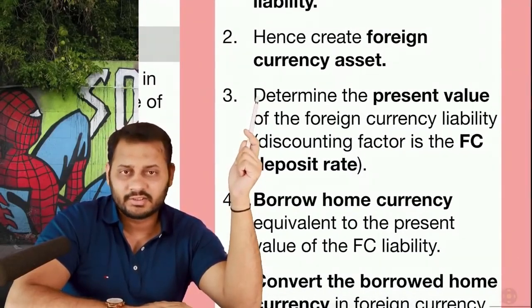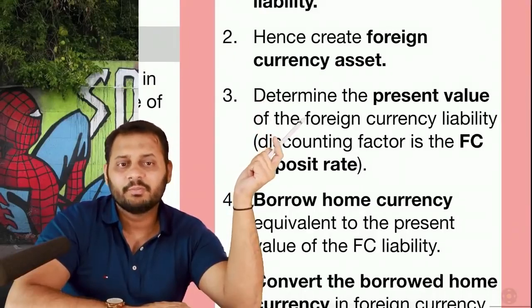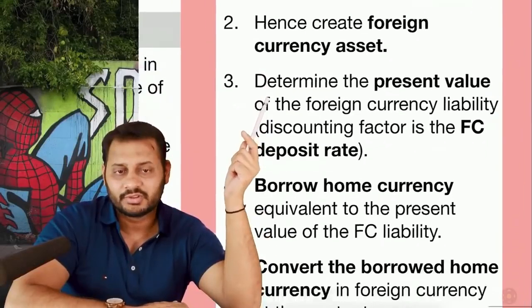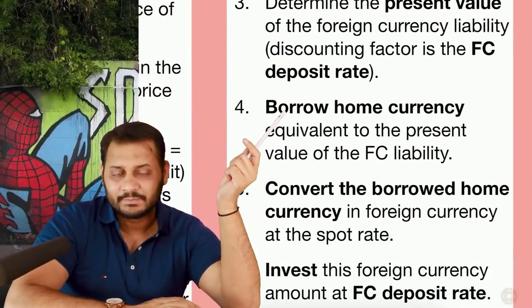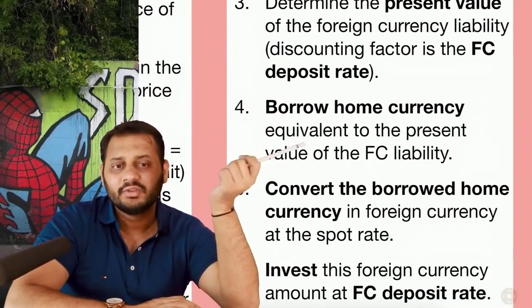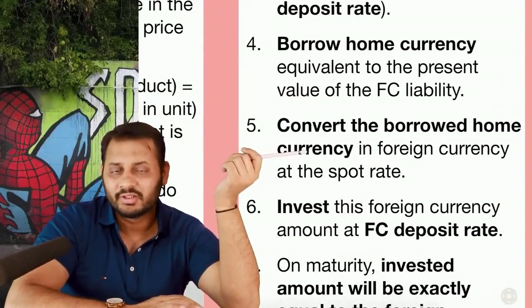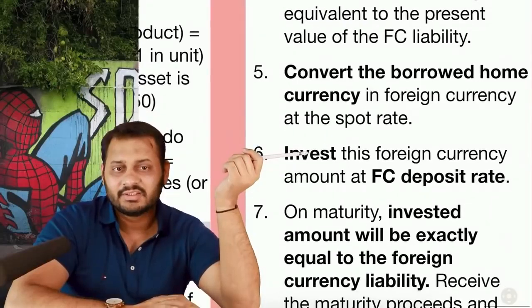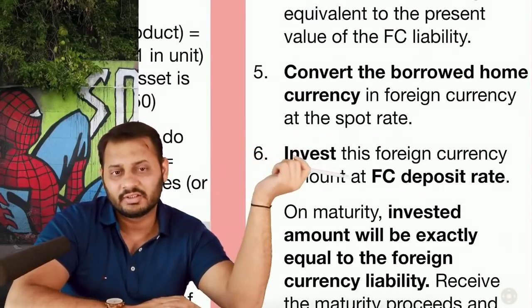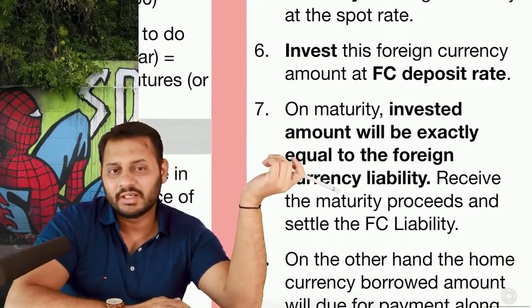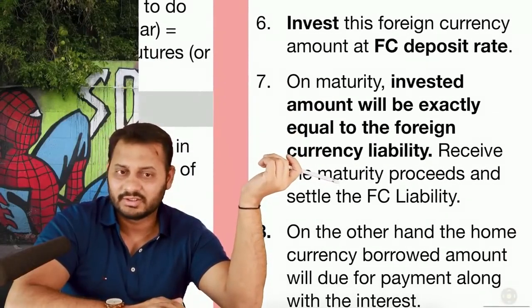So create an asset. In order to create an asset, determine the present value by the deposit rate, because you will deposit. Then borrow home currency equivalent to the value of the foreign currency liability. Convert the borrowed home currency into foreign currency at the spot rate. Invest this foreign currency at the foreign currency deposit rate. On maturity, it will become exactly equal to the liability, which will be settled with the foreign currency liability.